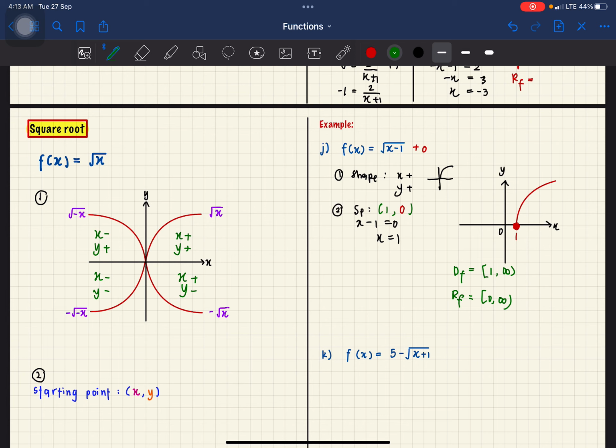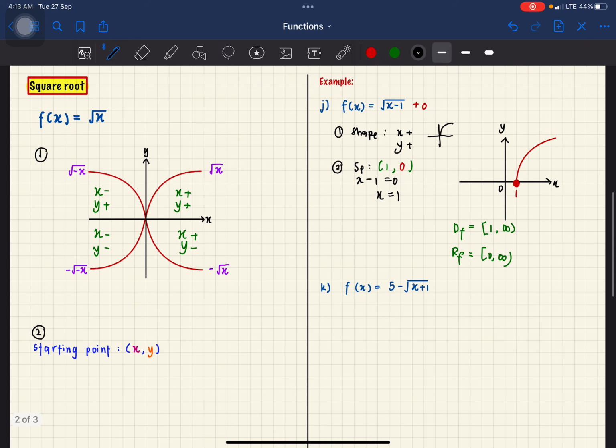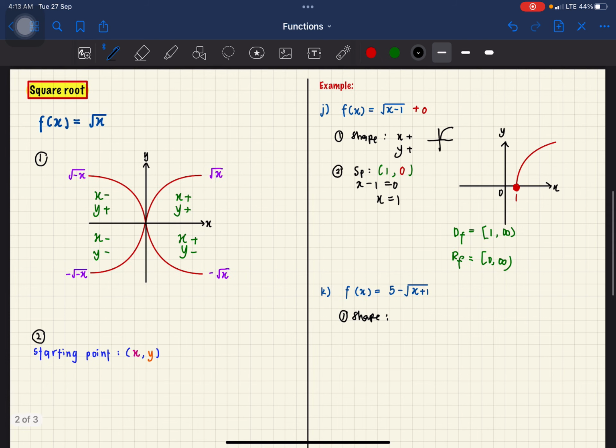Okay, that's it for the first example. Okay, next example. Right, so follow the steps that I have teach you. So kita akan ada, the first step is tengok shape dia dulu. Okay, so macam mana nak tengok shape? So X kita adalah positif. So depan X ni dia tak ada sign, maksudnya dia positif.